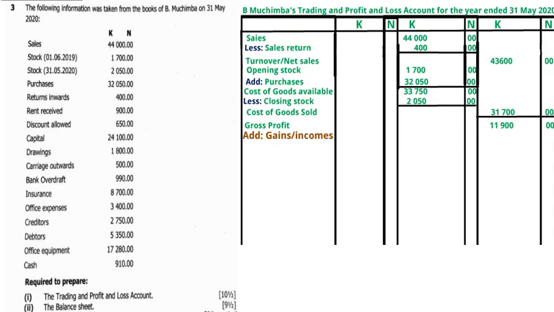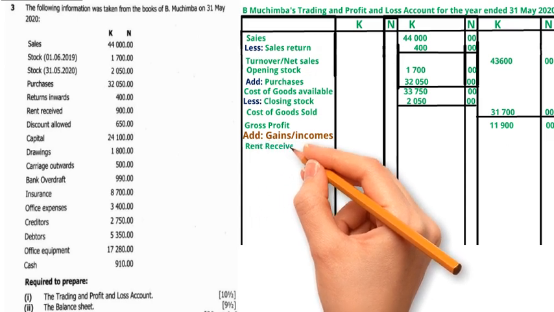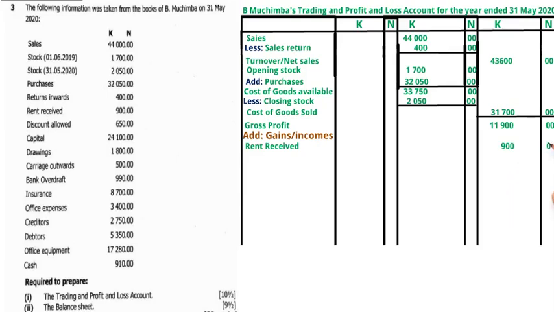Okay, the gains or incomes. So the first gain is rent received. The first gain I'll record will be rent received, which is 900, and I'm going to write 900 there. Now, fortunately, that is the only gain or income that was made.